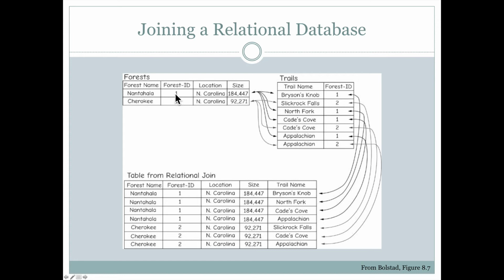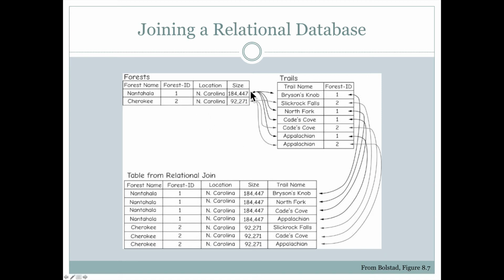So this first row here, we take the Nantahala forest. It has ID 1. It has this information associated with it. We link it through its forest ID to here, and we recognize Bryson's Knob as a trail in that forest. And then we put all of that into the first column or the first record of this new joined database. And then we just keep doing it.